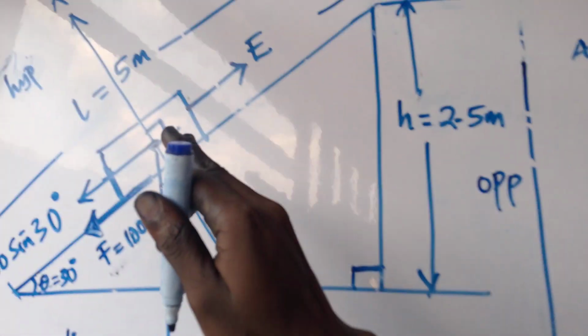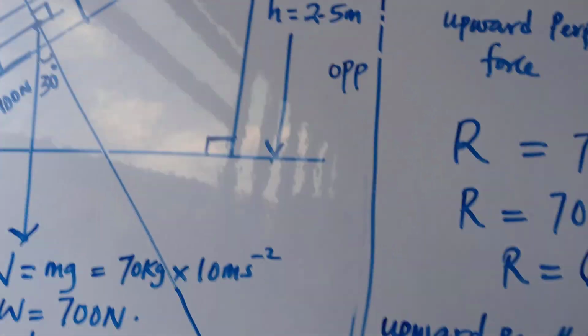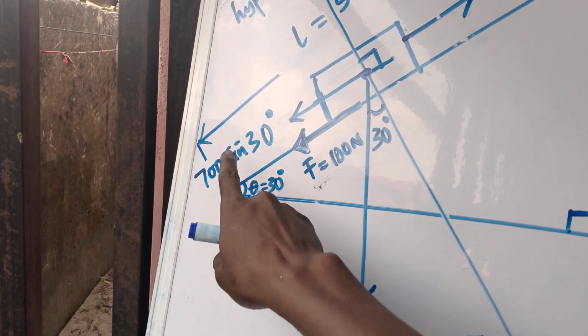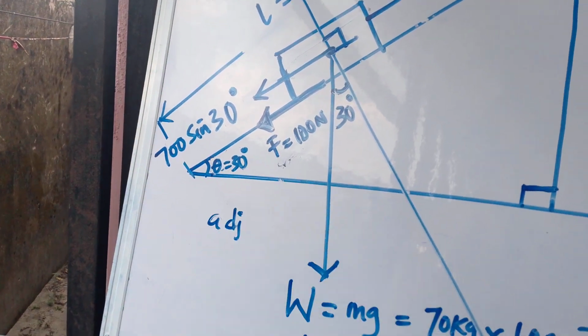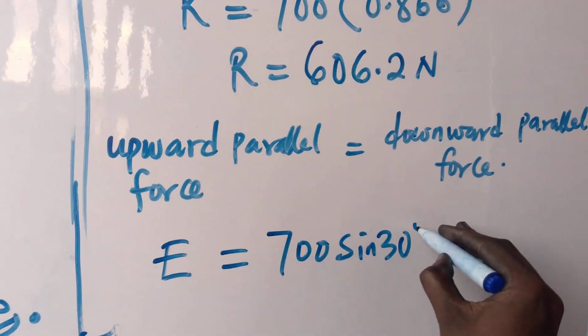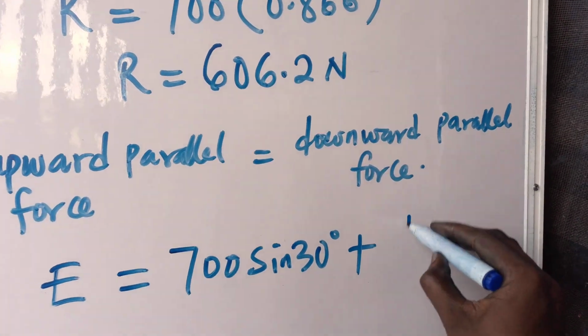So I take the upward parallel force, which is effort E. Effort E equals the downward parallel forces, 700 sine 30 and this frictional force. So I have 700 sine 30 degrees plus my frictional force F.